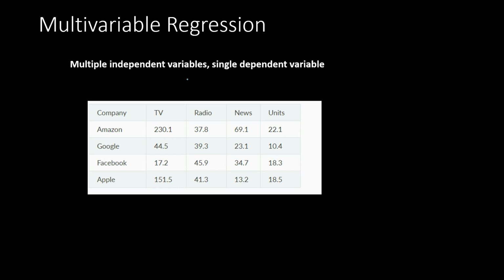In multiple linear regression, instead of having just one input, we may have multiple inputs. Consider this example: the sales of different companies like Amazon, Google, Facebook, based on their advertisement on TV, radio, and news. So for every sample, we have three inputs and one output. This output is dependent on three independent inputs.